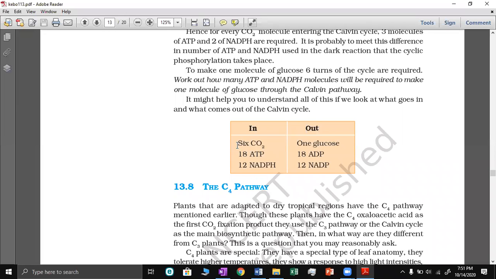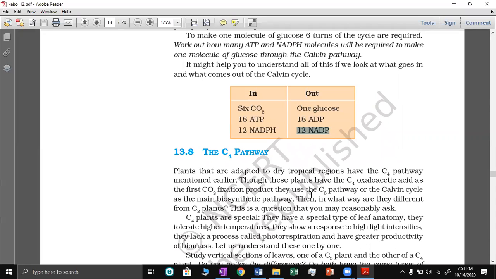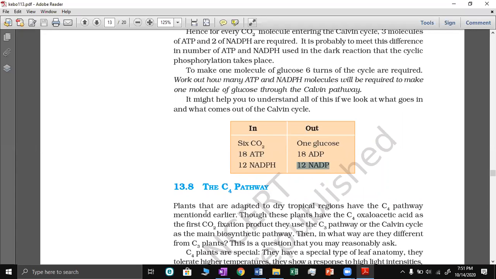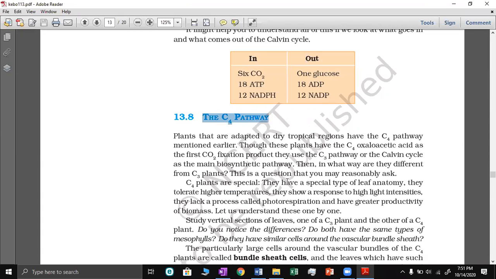In the process, 6 carbon dioxide go in and 1 glucose molecule is obtained. 18 ATP are spent and 18 ADP are produced. 12 NADPH are consumed and 12 NADP are produced. So this is the C3 pathway. In the next lecture, I will explain the C4 pathway.